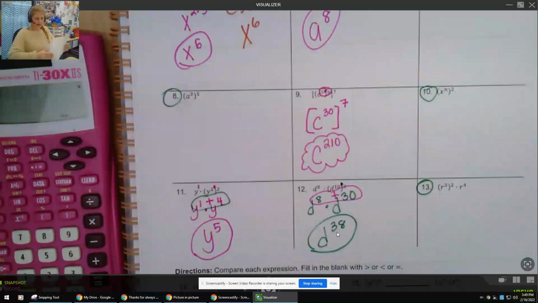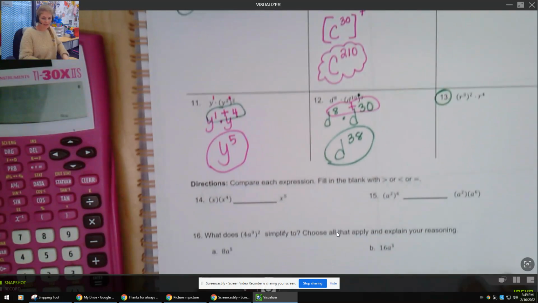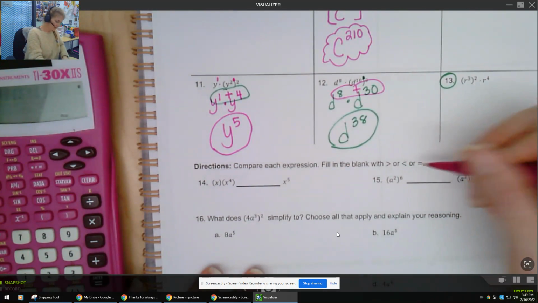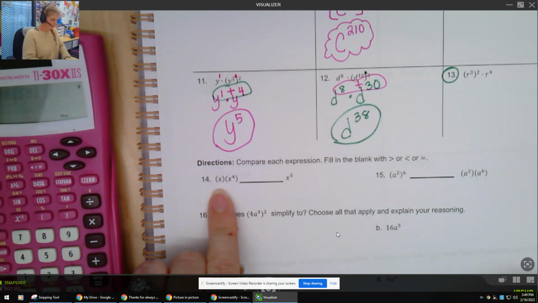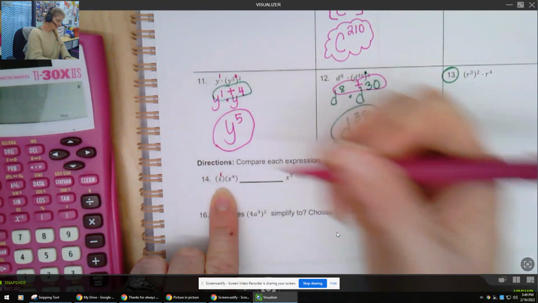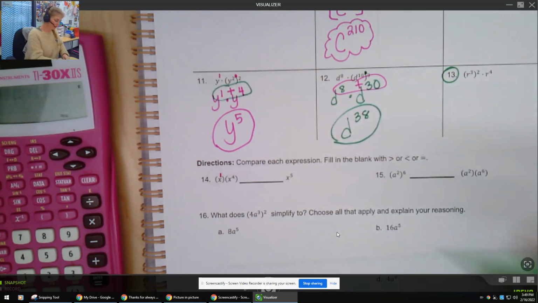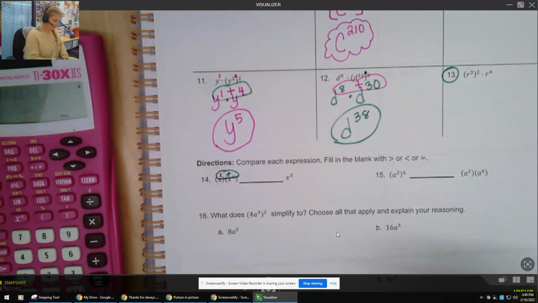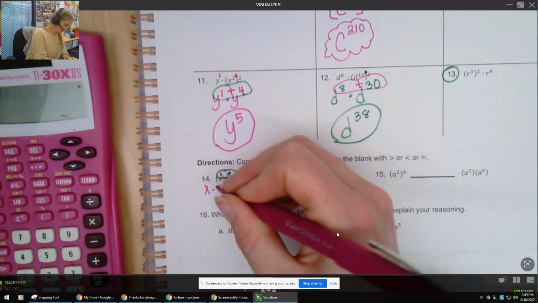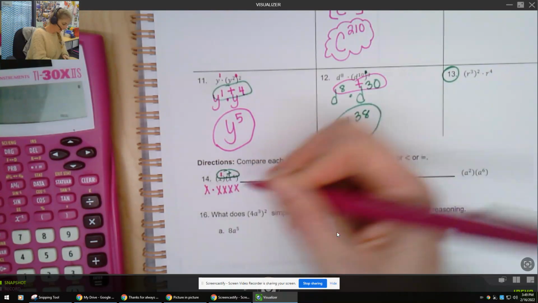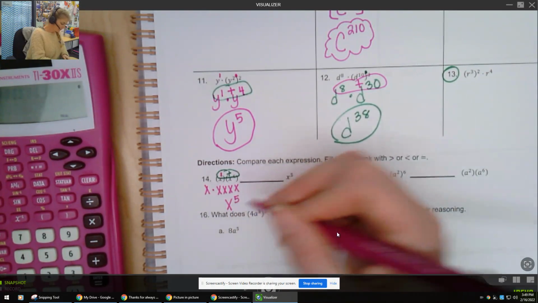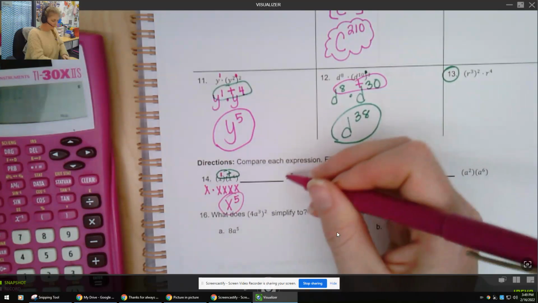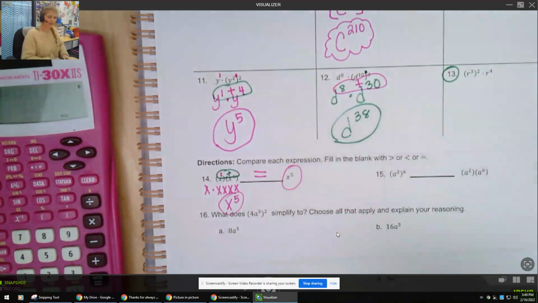Let's keep looking at some more rules. So if we wanted to compare with a less than, greater than, or equal to symbol, let's see if we can simplify this. Remember, our sneaky silent exponent here is 1. We're multiplying with the same base, so we add our exponents, or you can think about this as x times 1, 2, 3, 4 x's, which gets you x to the 5th. So if we're comparing x to the 5th and x to the 5th, well, these are going to be equal to each other.